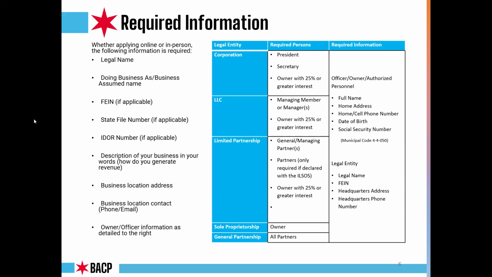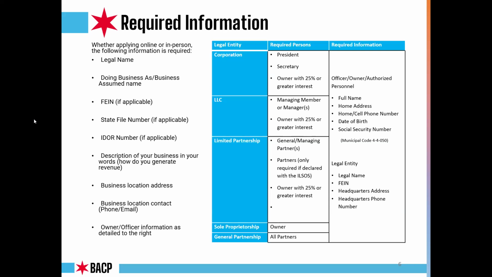With a limited partnership, we're going to need to know who your general or managing partners are, and any additional partners that you would like to have as a signatory on the account. They are only required if declared with the Illinois Secretary of State, or if you want them as a signatory, then they need to be declared. Once again, any owner with 25% or greater interest will need to be declared. For a sole proprietor, we just need the owner's information. And for a general partnership, we need every partner's information.